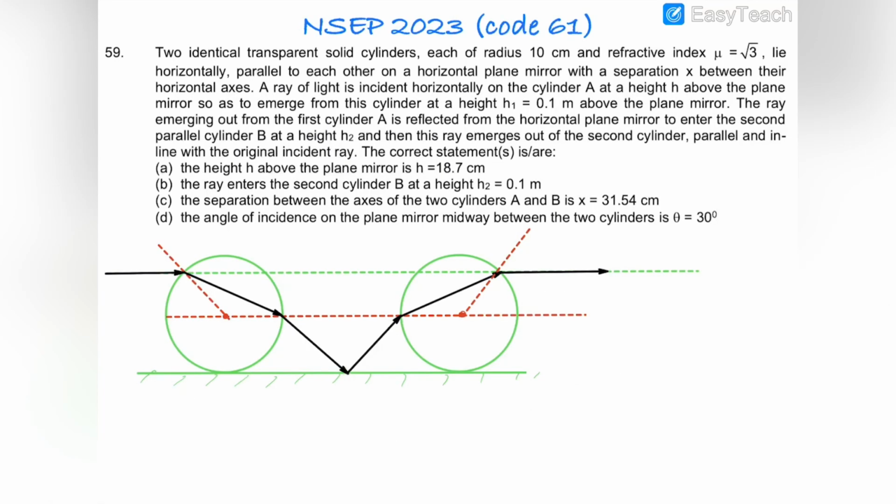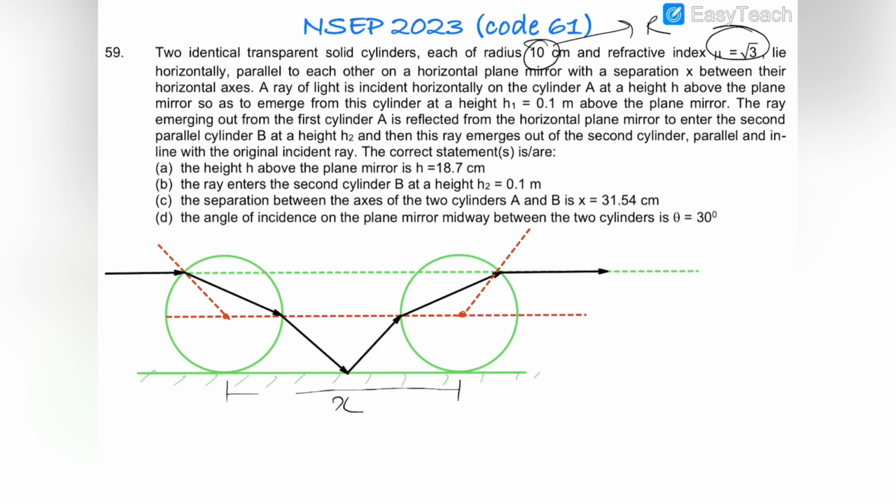In this question, you can see that there are two identical transparent cylinders like this. Each cylinder has a radius of 10 centimeter and a refractive index of root 3. They lie parallel to each other such that their axes are parallel to each other, and they lie on a horizontal mirror like that, and these are separated by a distance of x.